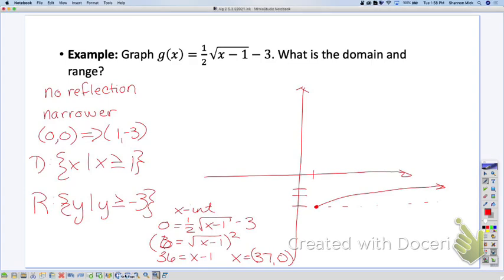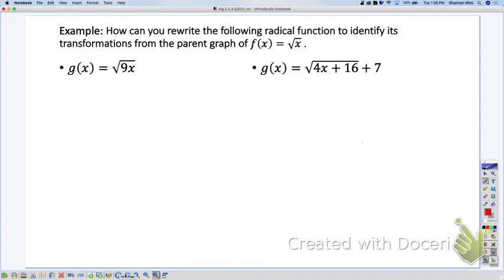That's the numbers that change. Okay, so now this one says, how can I rewrite the following radical functions to identify its transformation from the parent function? Those look horrible. Not horrible, but we can rewrite them and help ourselves out a little bit. This is 9 times x, correct? Yes. So it's really the square root of 9 times the square root of x, yes? So what's the square root of 9? 3. 3 square root of x.